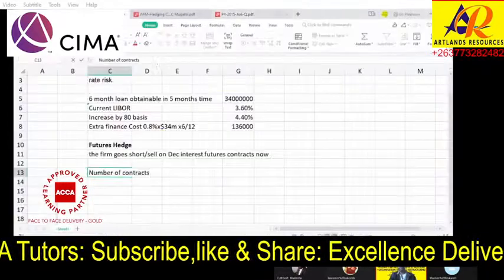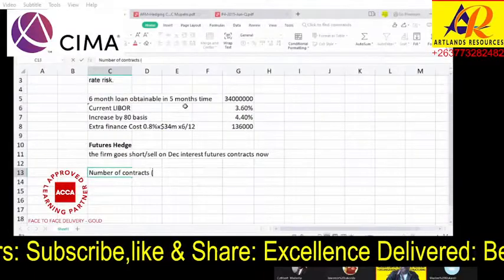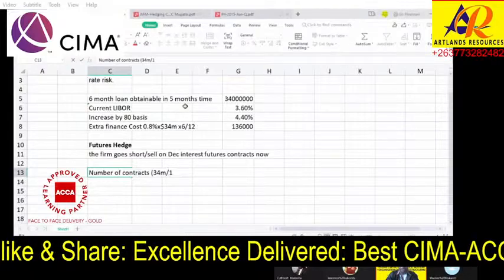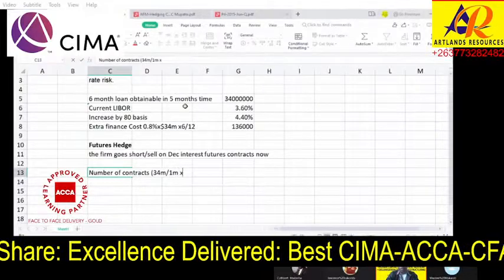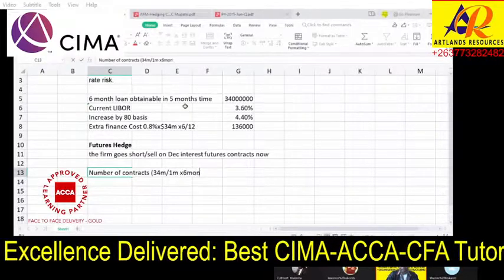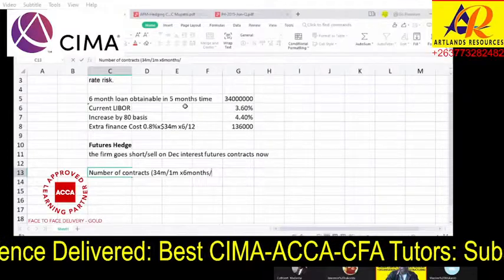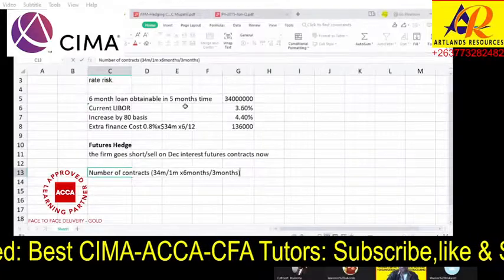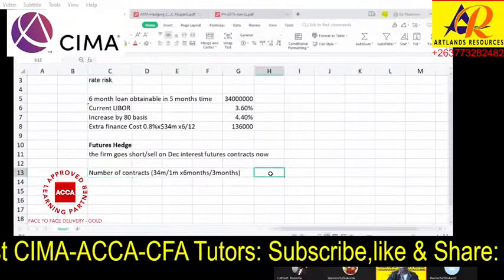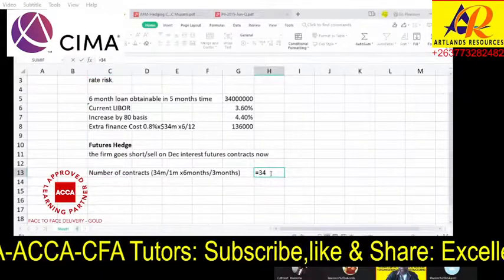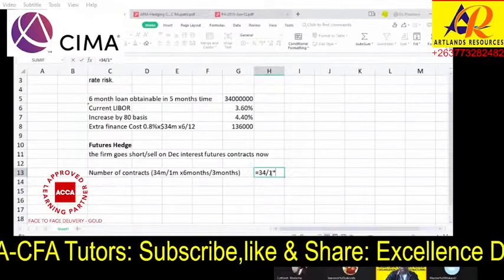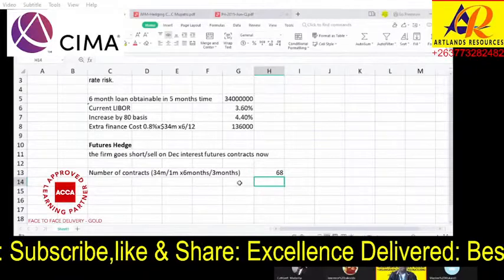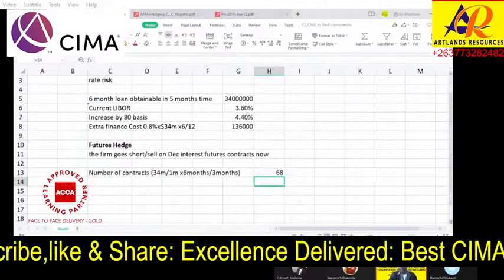So when you are calculating the number of contracts, you say 34 million over 1 million. This is the contract size. Then you multiply by 6 months, which is the loan period, divided by 3 months, which is the contract period, because you roll these contracts over. So equals 34 over 1 times 6 over 3, which is 68. So the number of contracts is 68.